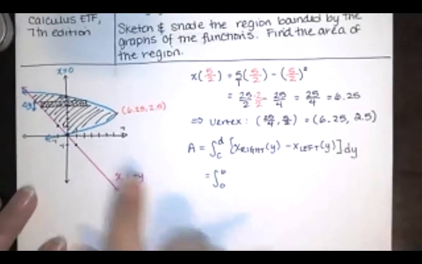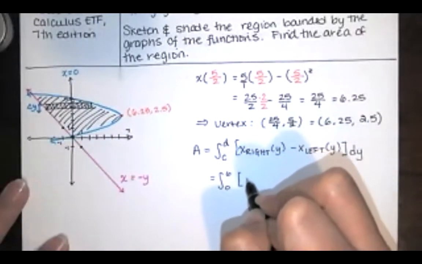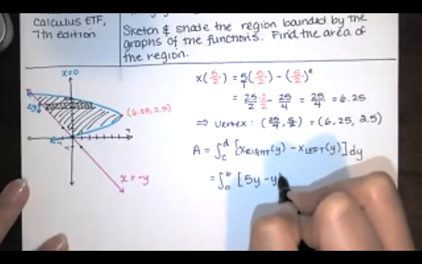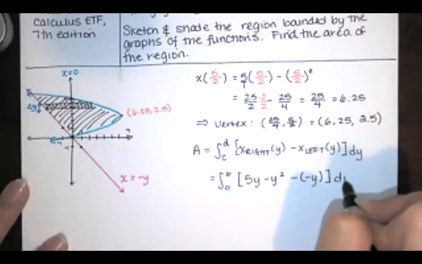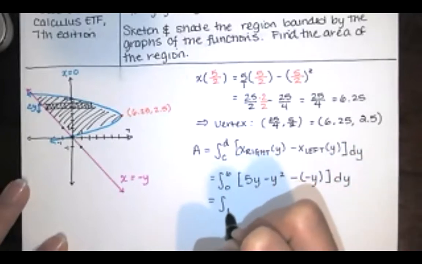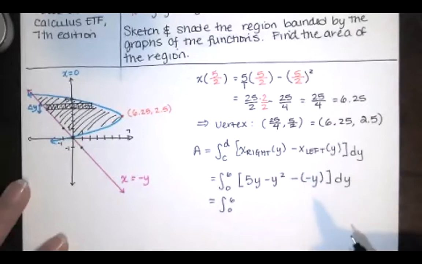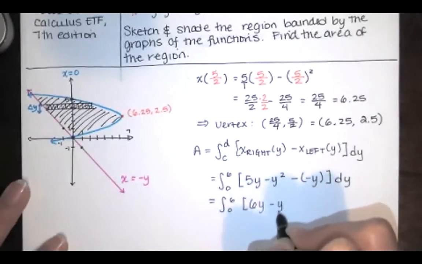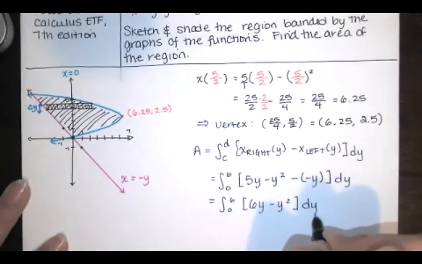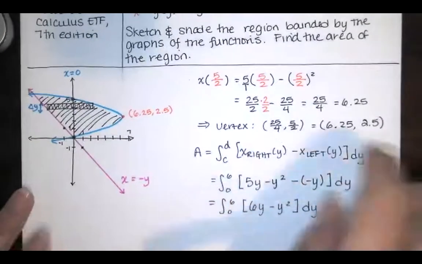And then I want x on the right, so that's the parabola, which can be written this way, minus x on the left. And you can simplify, that's 5y minus a negative y, so it's adding y. 5y plus another y is 6y. We'll evaluate this, and that will be the answer to the second half of the question.